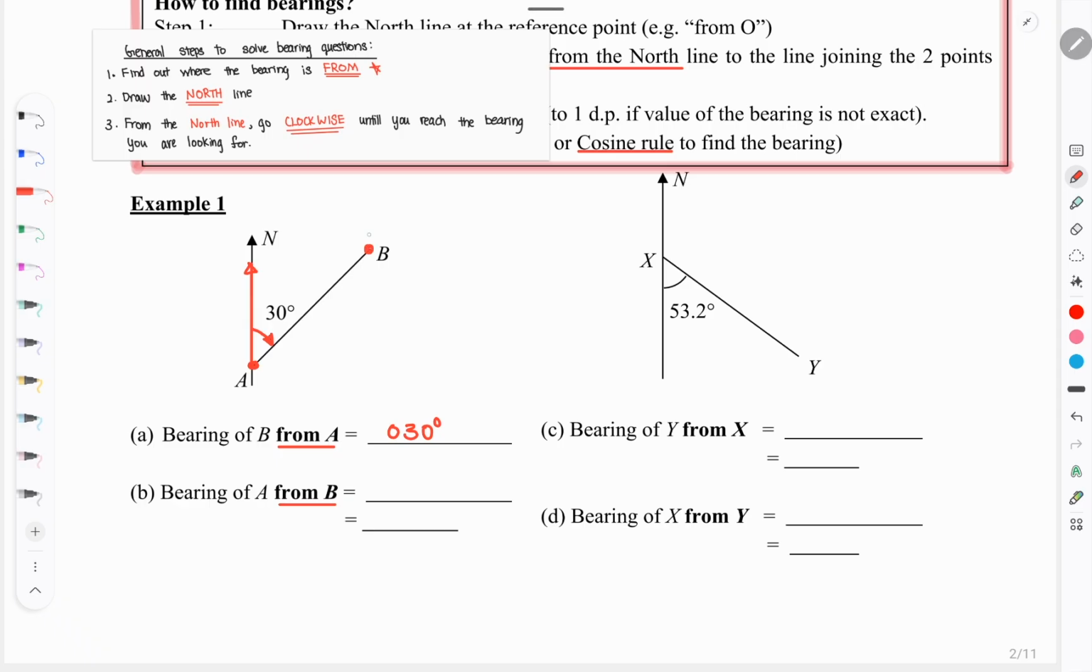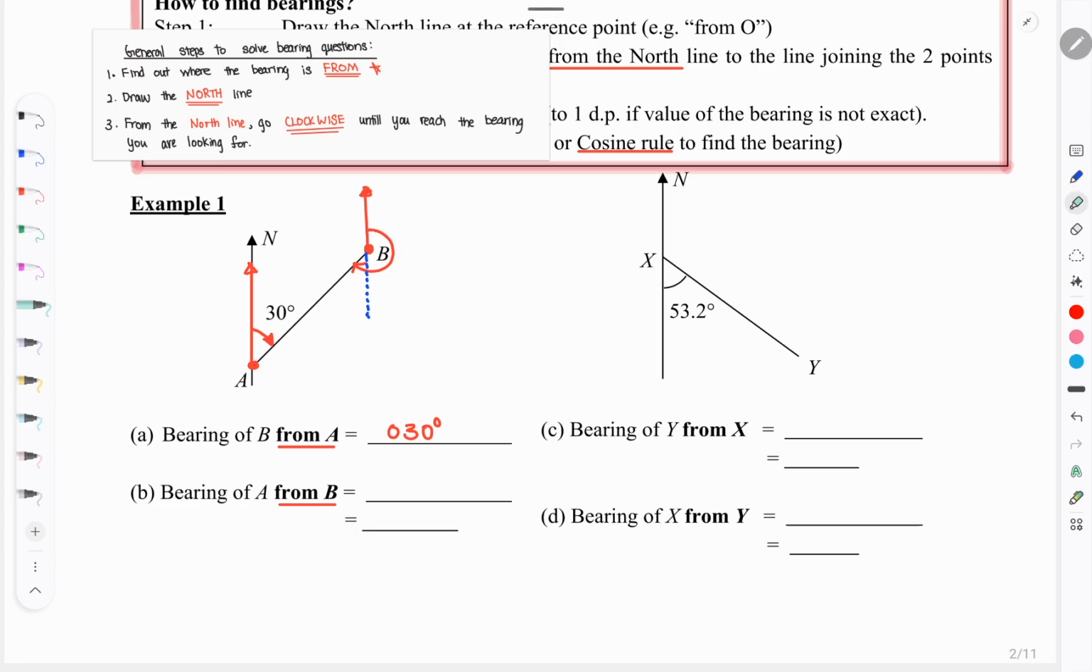Then I will shade it. I will draw my north line. Okay, so afterwards I will go clockwise. Okay, clockwise, I realize it is this angle. So if you want to calculate directly like that, it's slightly harder. What I would recommend is I extend this line a bit.